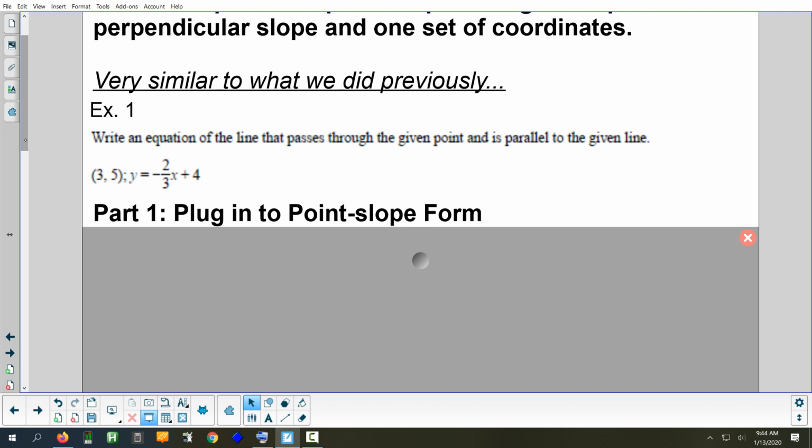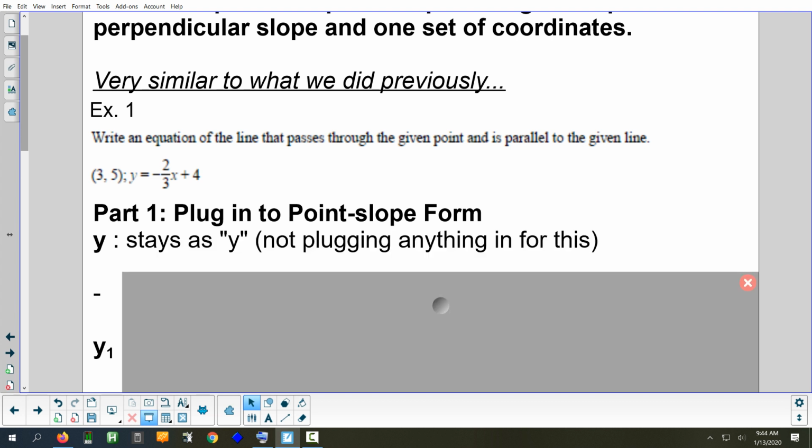All right, so part 1, and you guys already have that on your notes. It says plug into point slope form. Okay. So I'm going to go through each thing in the formula. We'll start with the y. What do you do with the y in the formula that we just wrote down? Is that one of the things that changes? You don't change it. No. Y stays as y. Okay, so you don't have to fill anything in for the y.